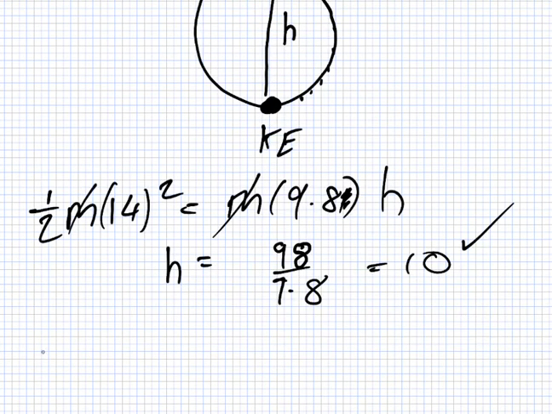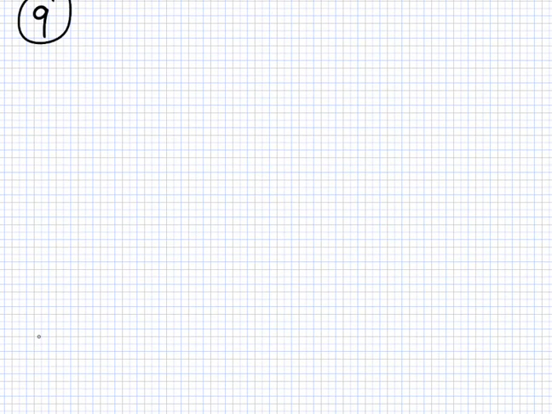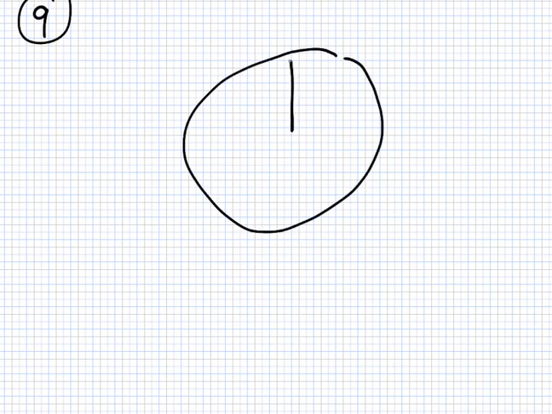Number 9. A smooth circular wire of radius A is fixed in a vertical plane. A small ring. Okay. Right. So 9 is very similar to 8. In number 9 you have a ring, and here is A, and here is A.